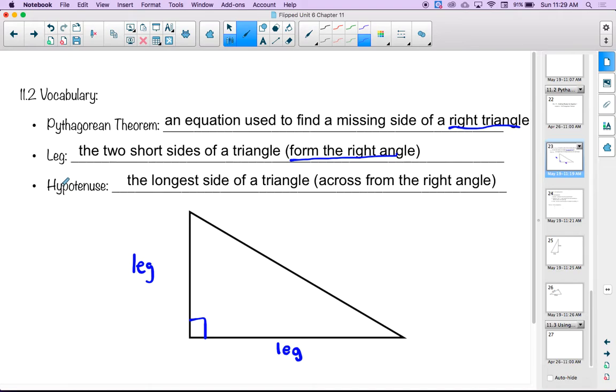The other important triangle word for us today is hypotenuse. This is the longest side of a triangle. It sits across from the right angle. So if you're ever having a tough time finding the hypotenuse, look for that right angle and go across from it, and there it is. So here is our hypotenuse.